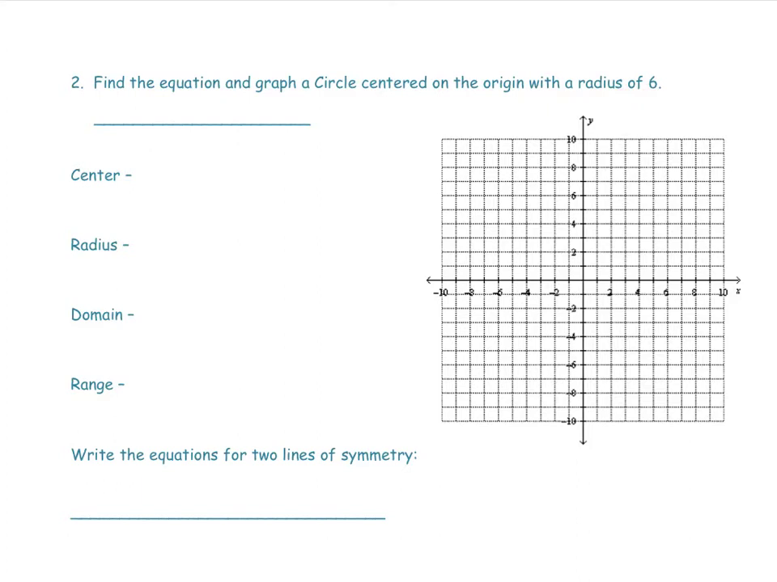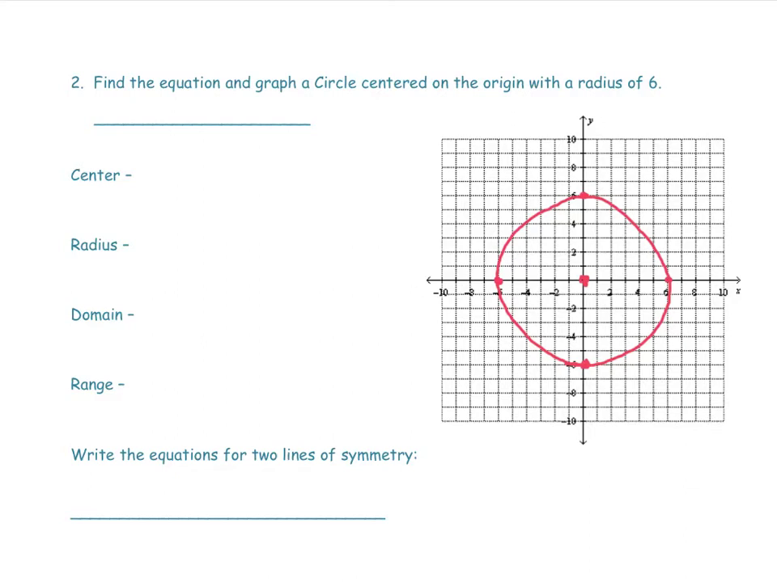Okay, so it says that the center of the circle is at the origin. So I'm going to draw my dot at the origin for the center. And it says it has a radius of 6. So from the center, I'm going to go to the left 6, right 6, up 6, and down 6. Now I'm ready to draw my circle. Okay, that's not too bad.